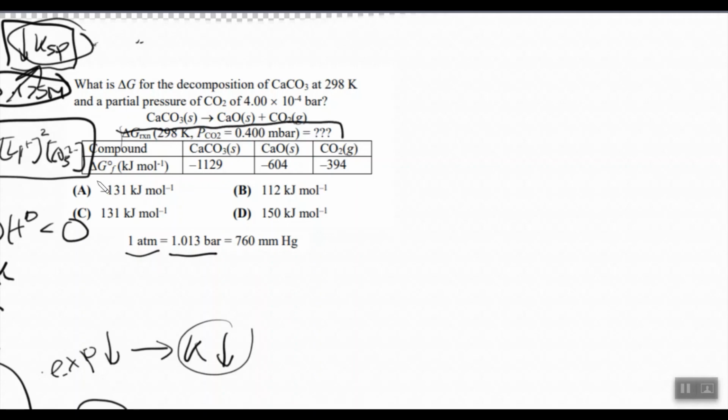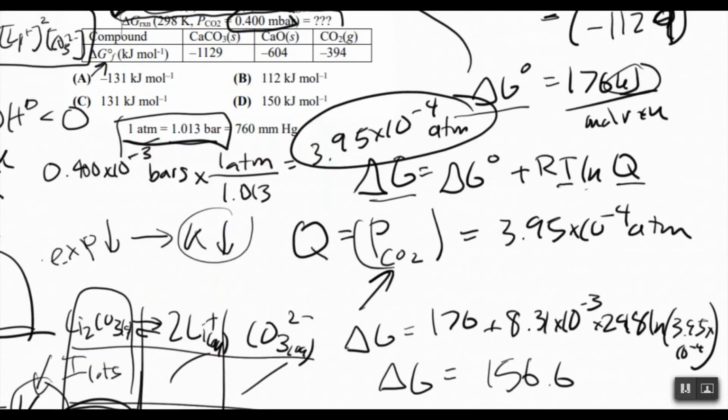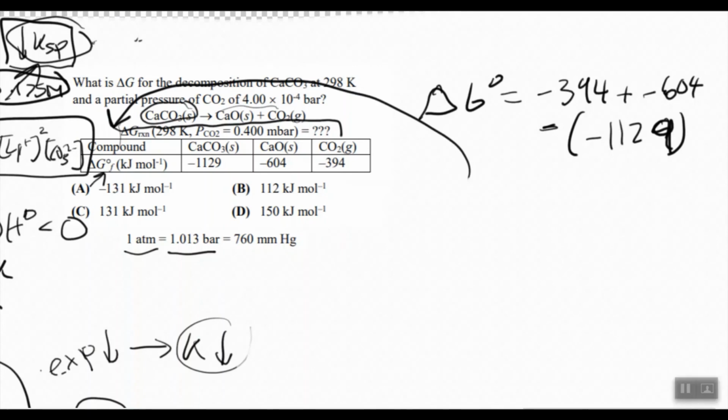And it gives us the delta G naught of formation for everything. So why don't we just find the delta G naught first, since they give us the delta G naught of formation? It would be the products minus reactants for the formations. So CO2 is negative 394 plus calcium oxide, which is negative 604, and we subtract the reactants. Our reactant is just 1 mole of this, and that's negative 1129. Typing that all into your calculator, you get a delta G naught of reaction of 131 kilojoules per mole of reaction.